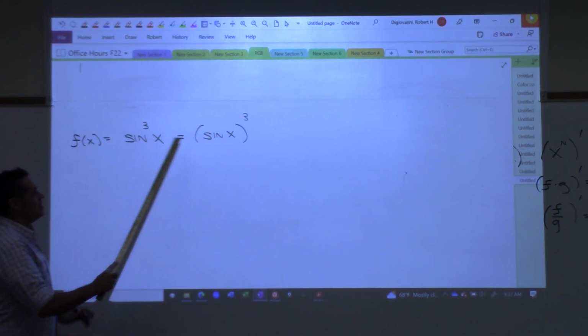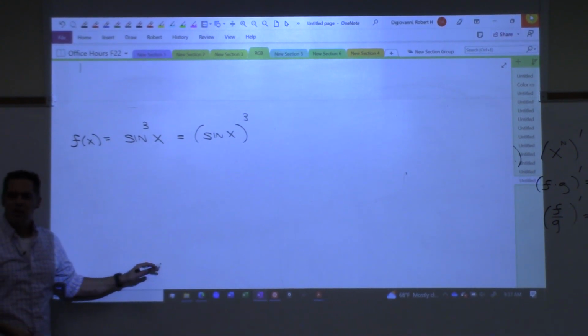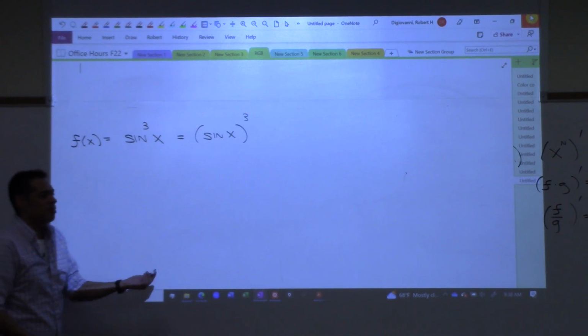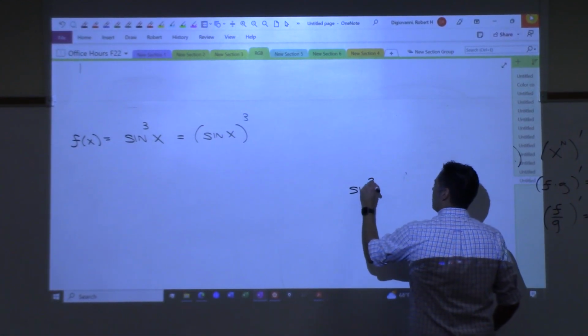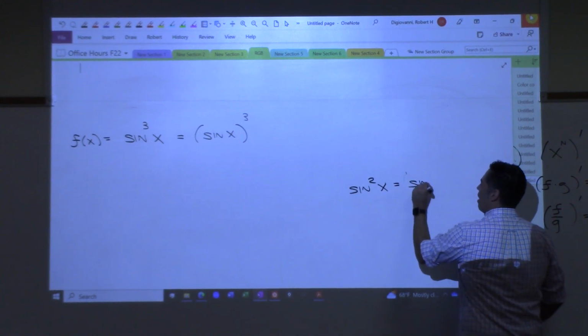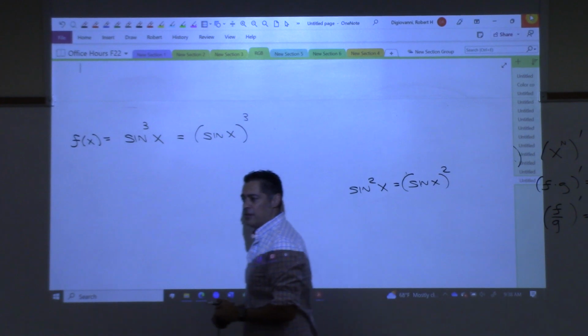Okay, this means this. In pre-cal we did sine squared x, cosine squared x. It was just a shorthand, that's all it was, right? When we were in pre-cal and we wrote sine squared x, what we really meant was take the sine function and square it. That's what that notation represents.